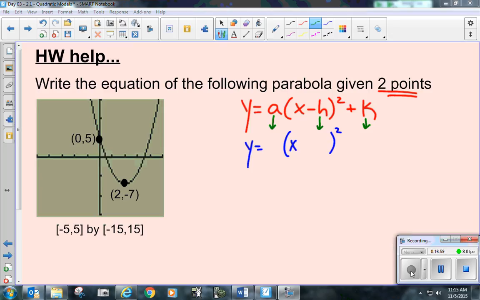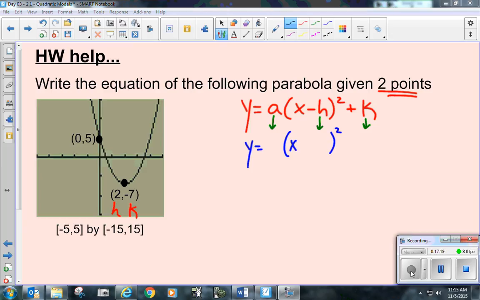You can get an H because the H is the X value of the vertex, isn't it? Yes. And what's the K value? The K value is the Y in the vertex. So this right here gives us our H and our K. We did not have to do any math. It is listed right there for us.